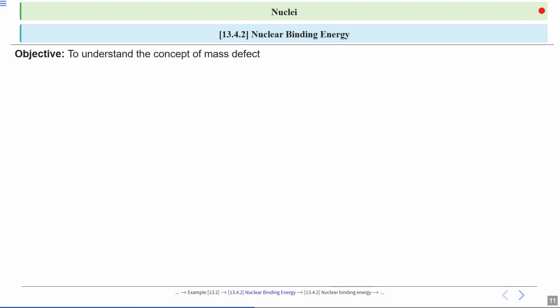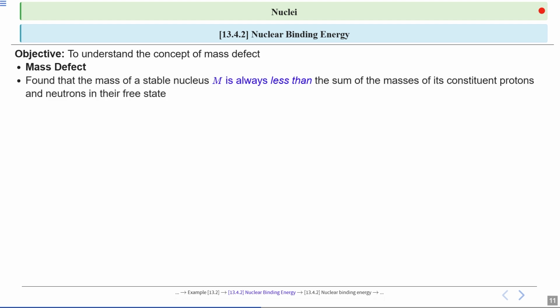Now let's understand the concept of mass defect in nuclei. First, let's define the mass defect. It was found that the mass of a stable nucleus, which we can call M, is always less than the sum of the masses of its separate protons and neutrons. This means that when nucleons come together to form a nucleus, some mass seems to disappear.